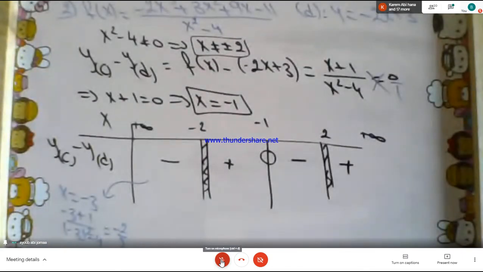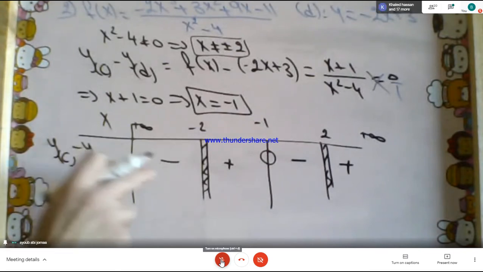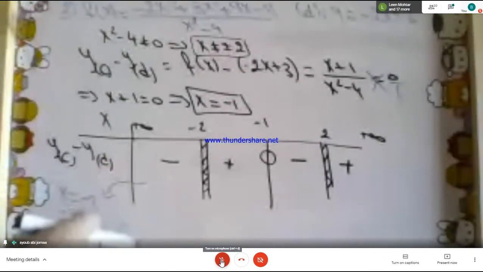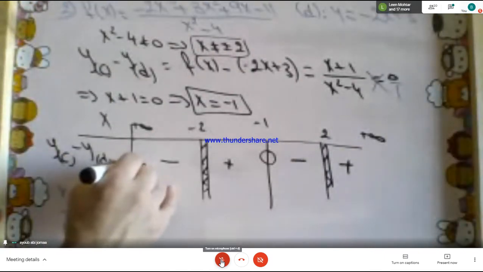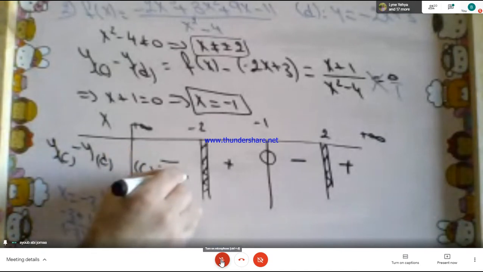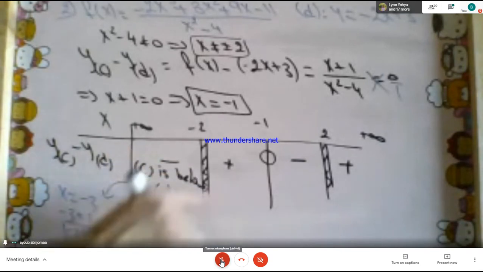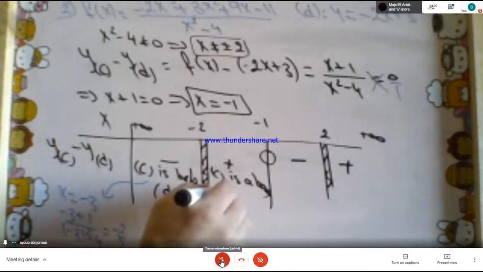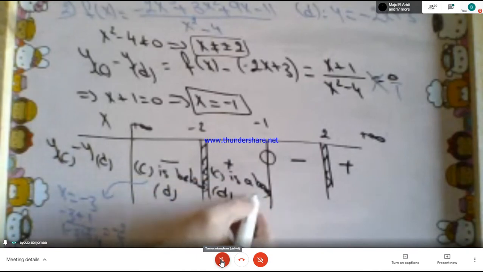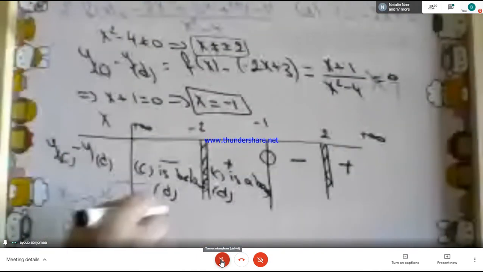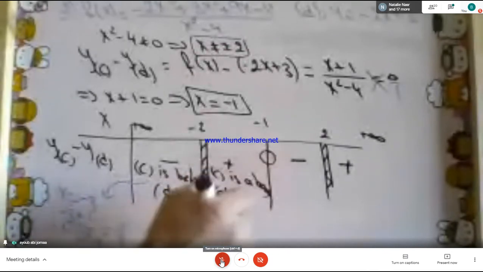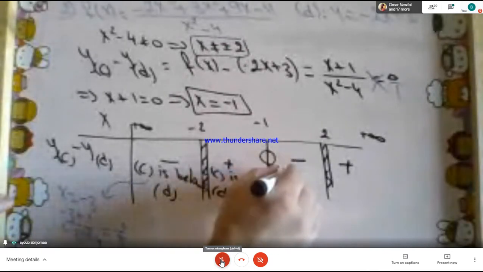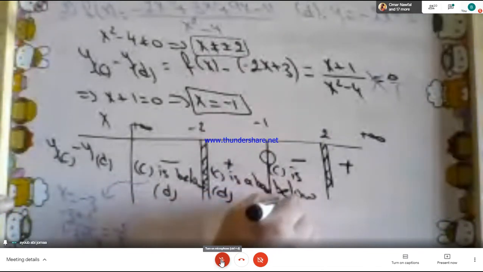Now, for the relative positions, here yc minus yd is negative. So as we said, we put C below D. C is below straight line D. Here C is above. This is above, okay? C is below D, and here C is above D.